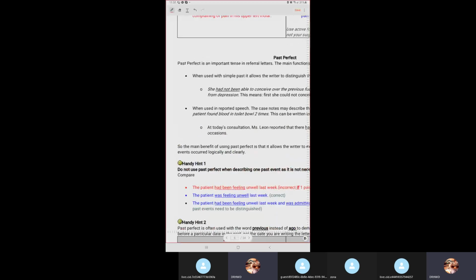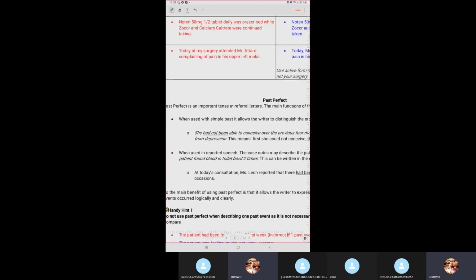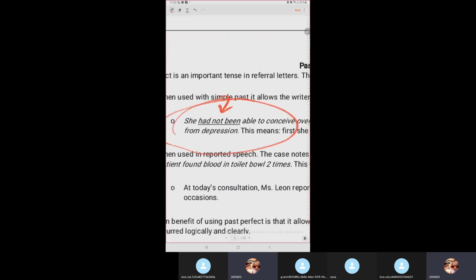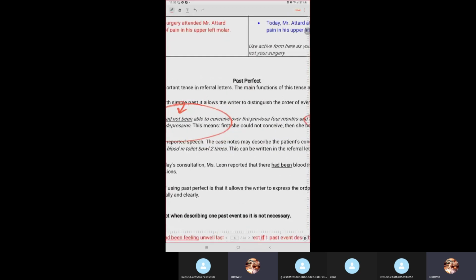So see over here, right? She had not been able to conceive, that's the first thing, over the previous 4 months, and as a result, she was suffering from depression, right? I could have said that she has not been able to conceive and she has depression. Now, I don't know what happened first, whether she was having depression first, whether she was not able to conceive first. What was the trigger for her depression?